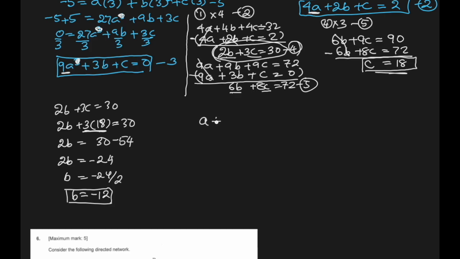We knew from equation number 1, a plus b plus c was 8. So a is unknown, b is known to us now, negative 12.